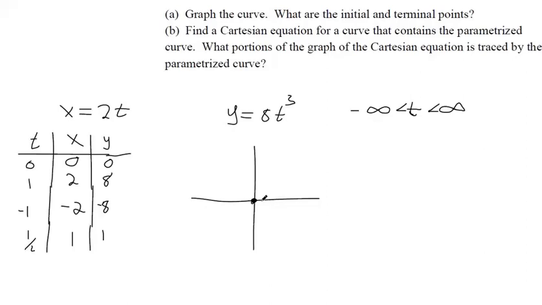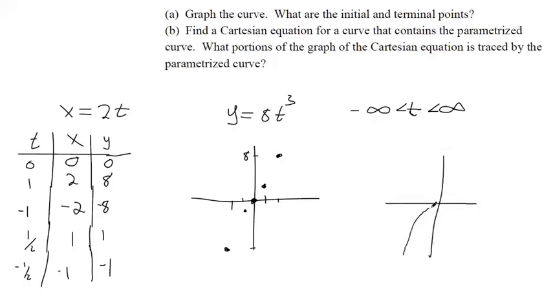So we got 0, 0, and 2, 8. I'm not going to count out all those, so I'll just do 2, 8 right there. -2, -8 is a dot. And then 1, 1 is a dot. And then maybe we could get one more if you plug in t equals -1/2. Then this gives you -1 for x, and -1/2 cubed is -1/8, and -1/8 times 8 is -1. So it's making that classic x to the third power graph like this, right?